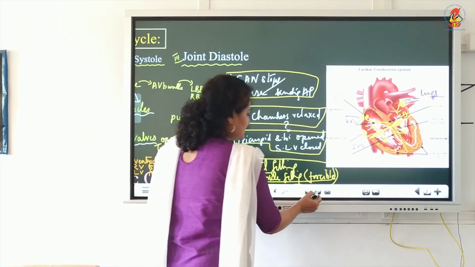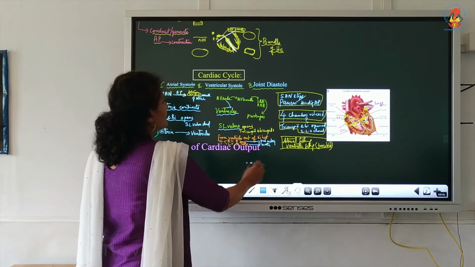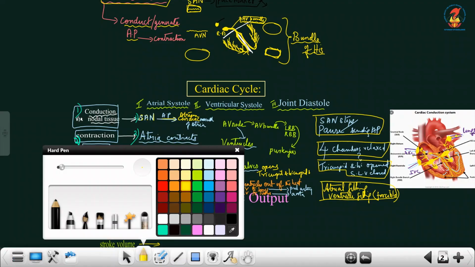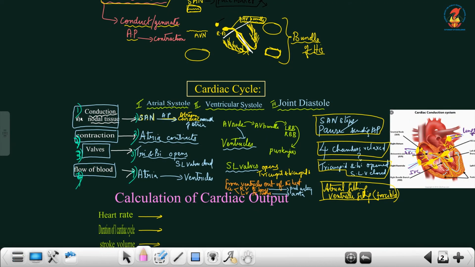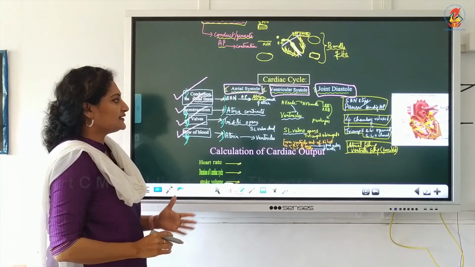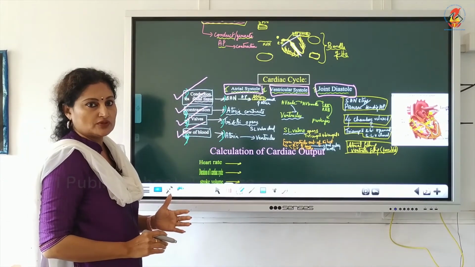So, having these in mind, you have to explain the 3 phases with respect to conduction via the nodal tissue, contraction of which chamber, status of the valves, and lastly the flow of blood. We are having the 3 phases: atrial systole, ventricular systole, and joint diastole. Clear? I hope cardiac cycle is clear. The notes also will be given to you.